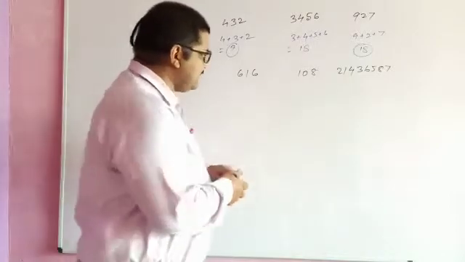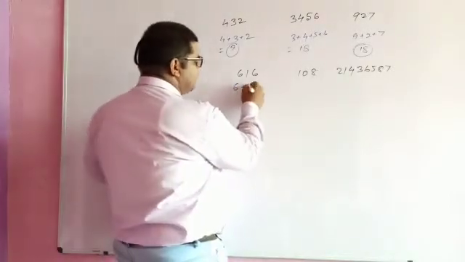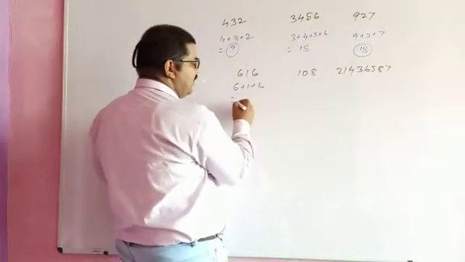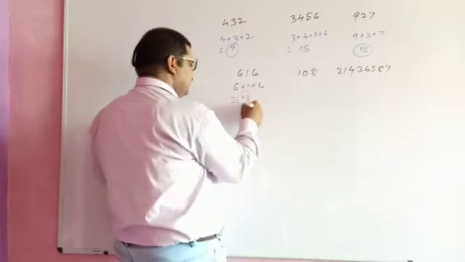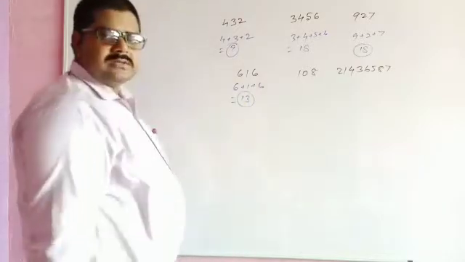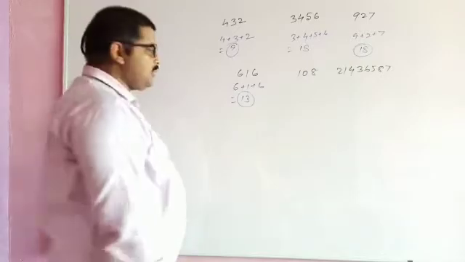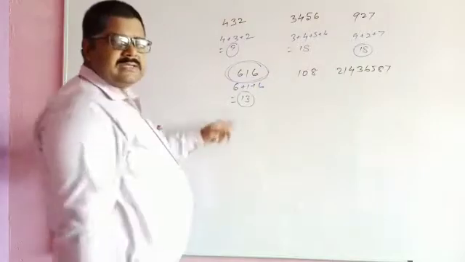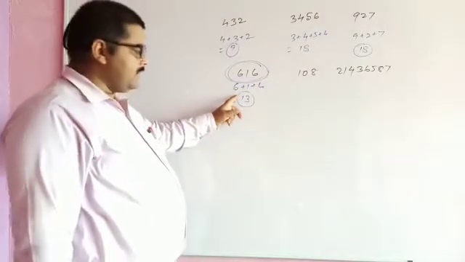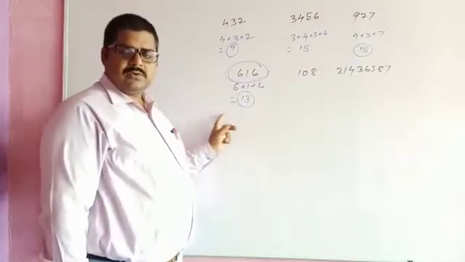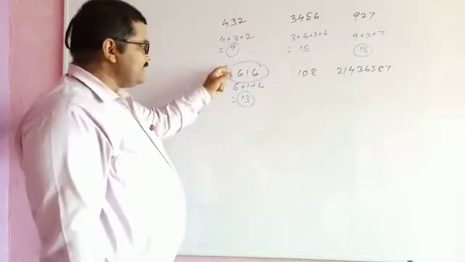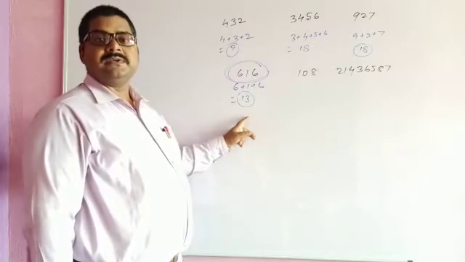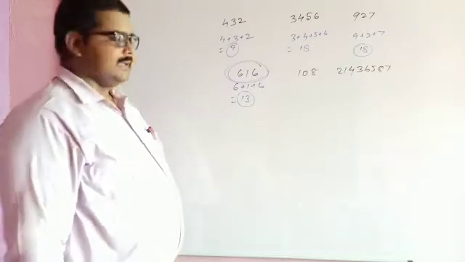So you can see that the sum of the digits of 616 is 6 plus 1 plus 6, 7 plus 6, which is 13, and 13 is not divisible by 9. So this number cannot be divisible by 9. So 616 is not divisible by 9, and you have to write it in a statement: it is not divisible by 9 because 13 is not exactly divisible by 9.